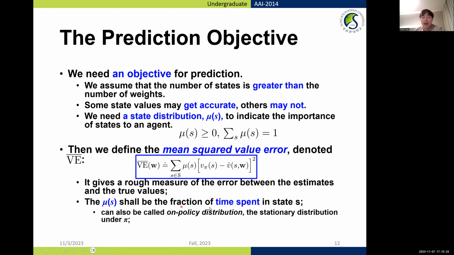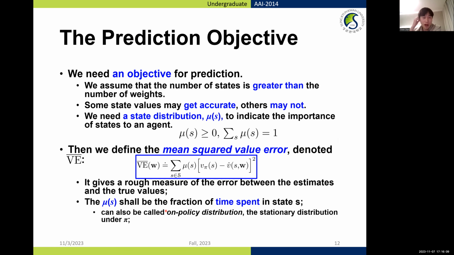The mu s is the fraction of time spent in the state S. It is also called the on-policy distribution, a stationary distribution under pi. Since we are considering reinforcement learning problems, mostly the starting state is the most visited state, right?